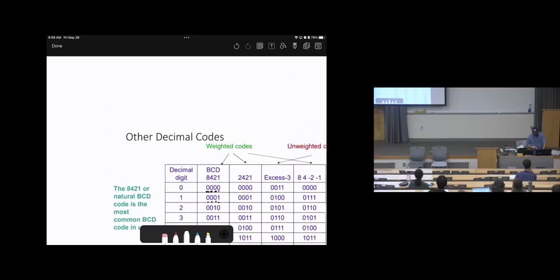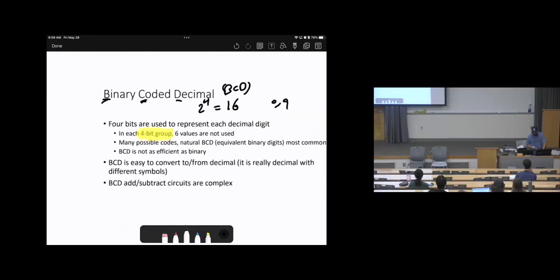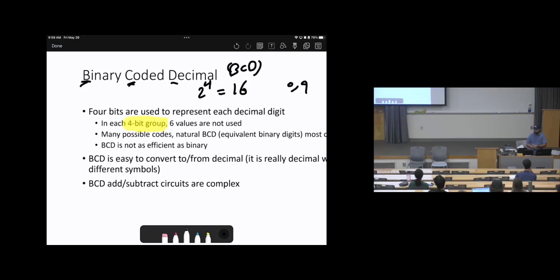And again, why is it called BCD? Because it's binary coded decimal. Most likely we need to make this decimal code convert to binary, or to zeros and ones, but each number will be represented using a group of 4. So as a result, as I mentioned earlier, 6 values will not be used, which means they will be extra.